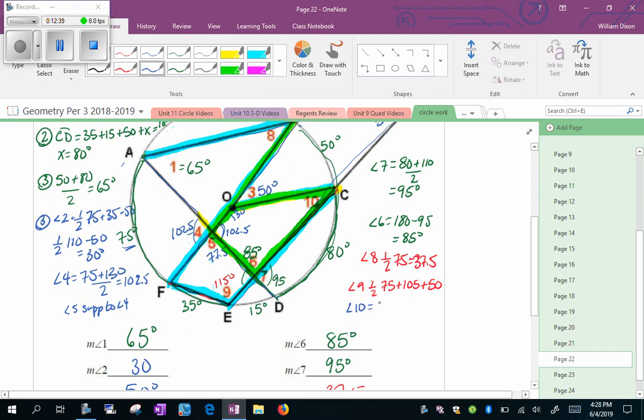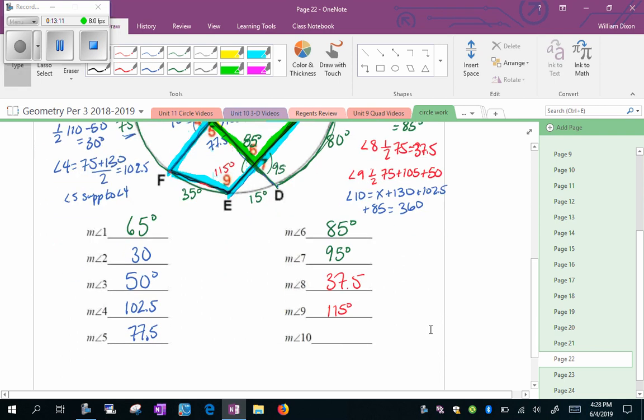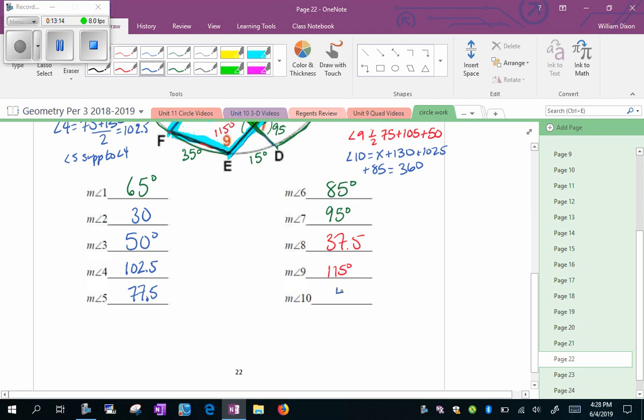That's going to equal, well, x is for angle 10 plus 130 plus 102.5, radio station, plus 85, and all of that equals 360. So I know the sum of the angles in a quad equal 360. When I solve for that, I'm going to get x equals 42.5.